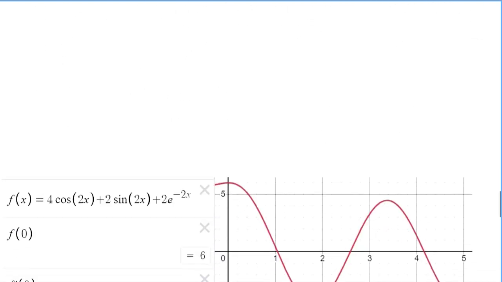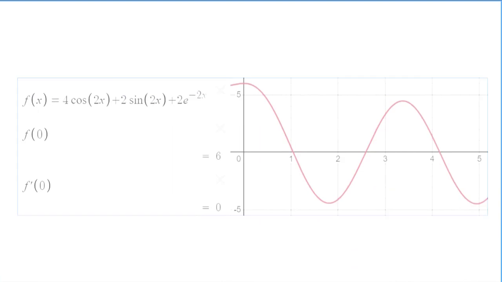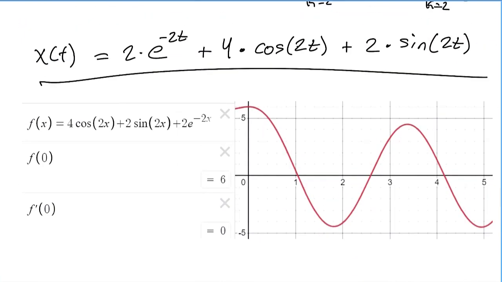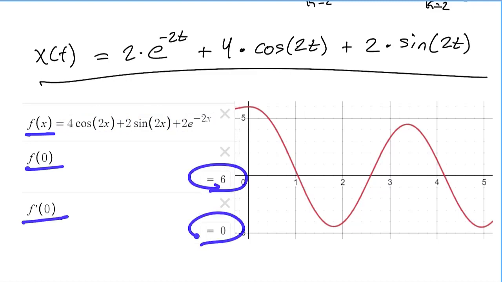And I did graph it previously. So let me bring the graph up here. You can see that I have exactly 2e to the negative 2t, 2 sine of 2t, and 4 cosine. That function satisfies f of 0 equals 6 and f prime of 0 equals 0, which you can see from the graph. It starts at 6 with a slope of 0. And if you draw that graph, that is what you get. This term is transient, and then these terms persist because it's an undamped harmonic oscillator.